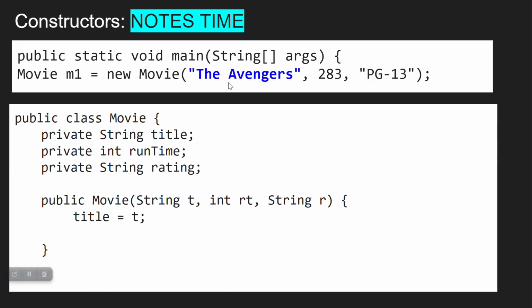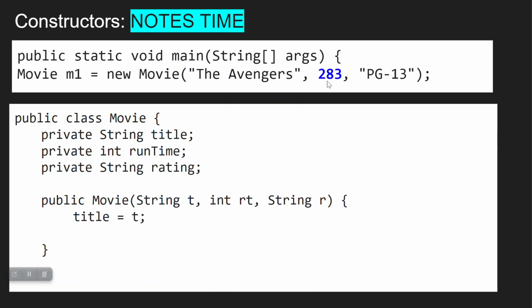We'll start with The Avengers. Down here in the constructor, String t, and then it says title equals t. What's going to happen here is in main, I pass in The Avengers. The Avengers is passed in as this parameter t, and then down here, this line of code says take this instance variable title and set it equal to t. So The Avengers gets passed in to become our parameter t, and then the value for t is now assigned to our instance variable title. So that's what happens there.